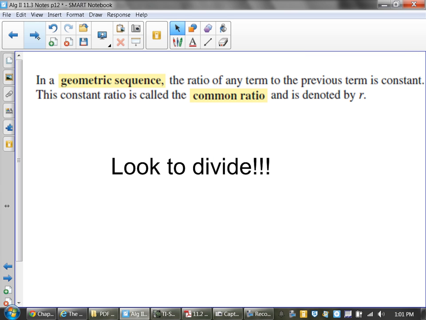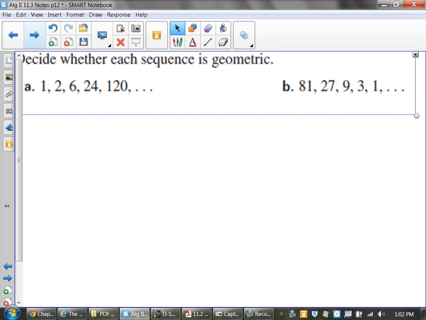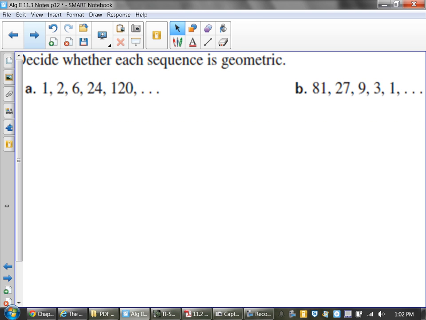Anywho, like I said, in a geometric sequence, there's a common ratio. And this formula is going to be very easy to work with. We're going to look to divide, and in order to figure out these common ratios, we're going to follow this exact same pattern each and every time. When we look at a sequence, we want to tell whether or not it's geometric. That means there has to be a common ratio between the terms.